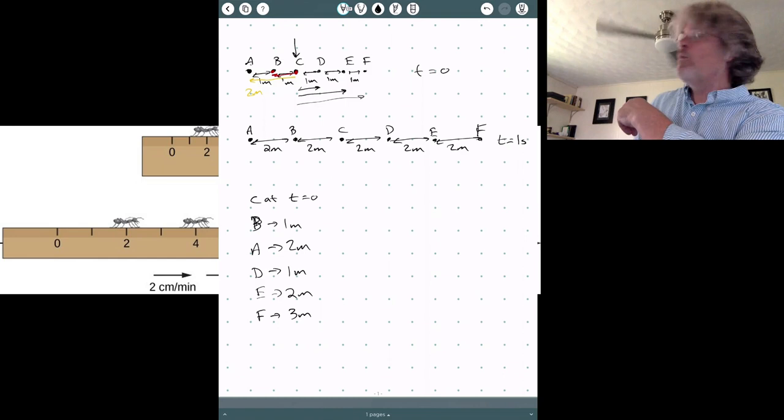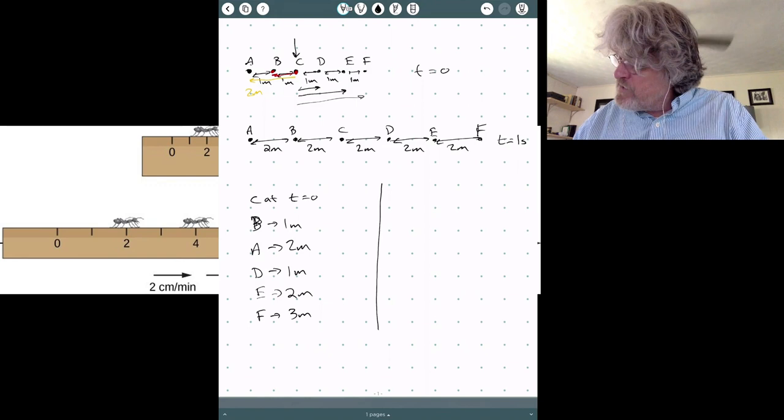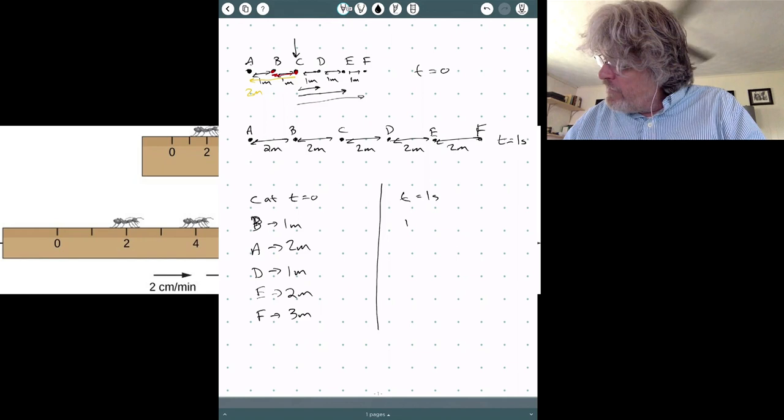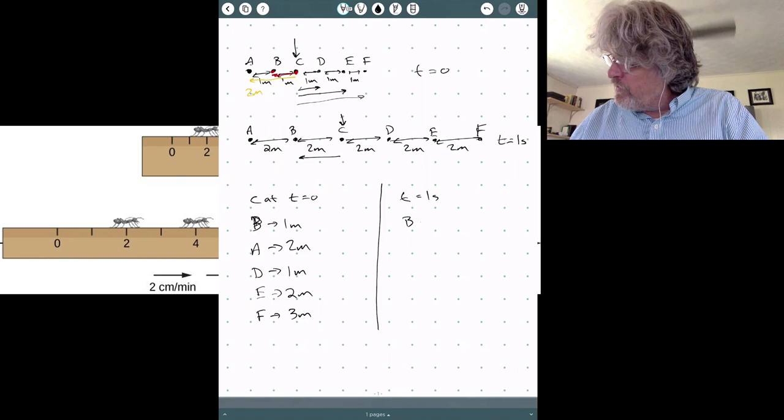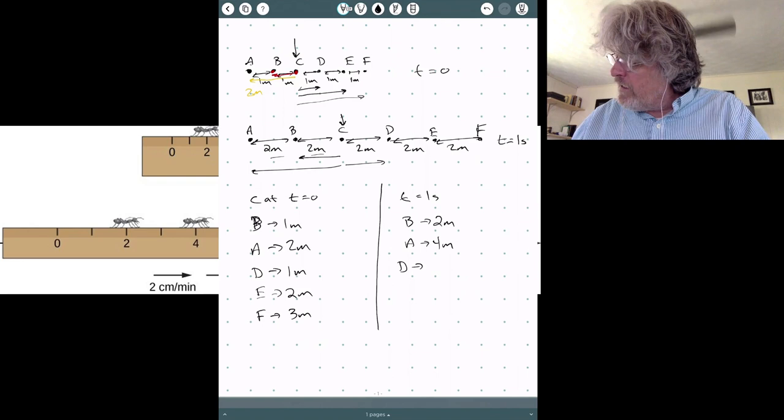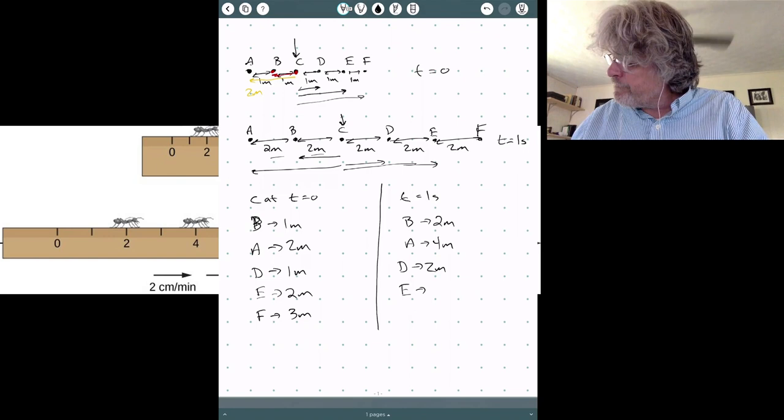and then boom, the expansion happens, and now at t equals 1 second, we see galaxy B. Again, we're just looking from galaxy C. We see galaxy B at a distance of 2 meters. We see galaxy A then at a distance of 4 meters. Looking in the other direction, I see galaxy D has moved to 2 meters. Galaxy E now is at 4 meters.